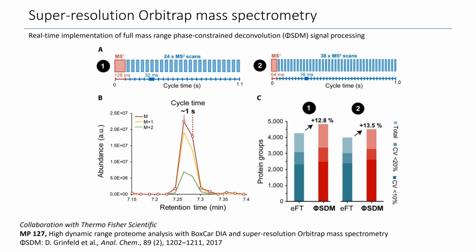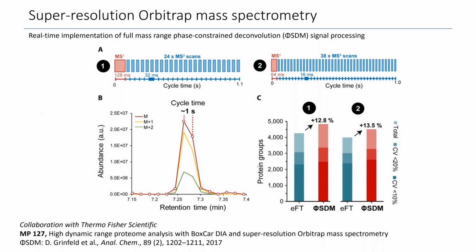So this is just showing a few very first comparisons where we compared the standard signal processing, the EFT algorithm, to the FAISDM algorithm. And you can see the benefit here for short gradients, I think this was 21 minute EvoSep gradients, if I remember correctly.